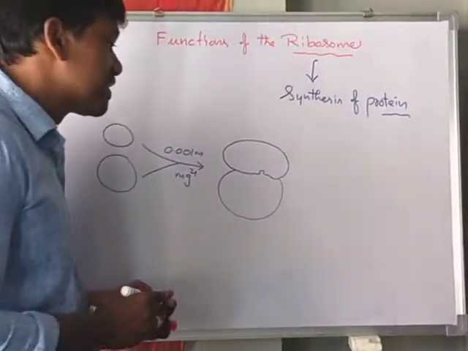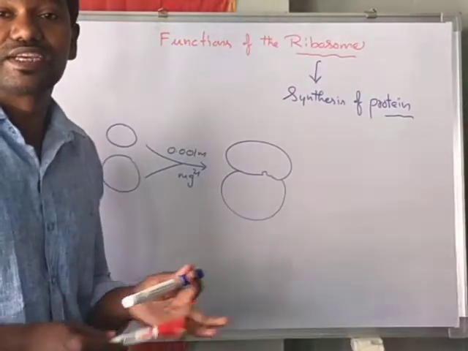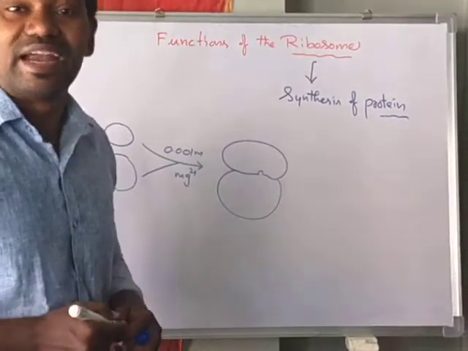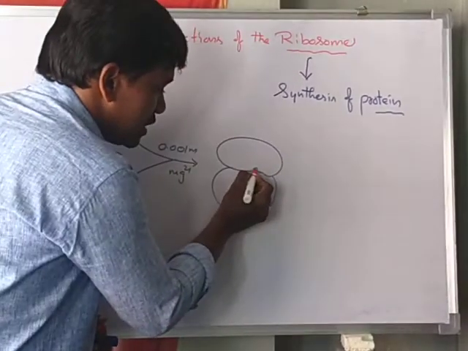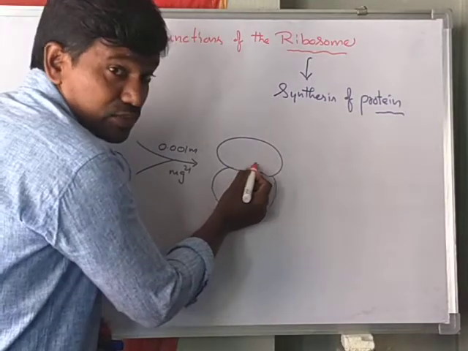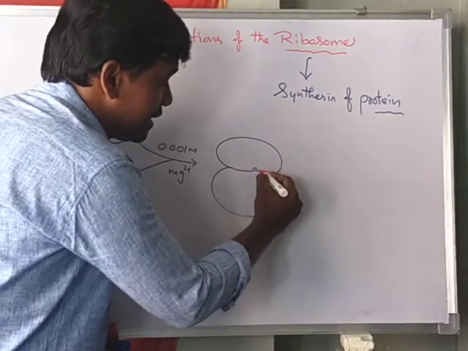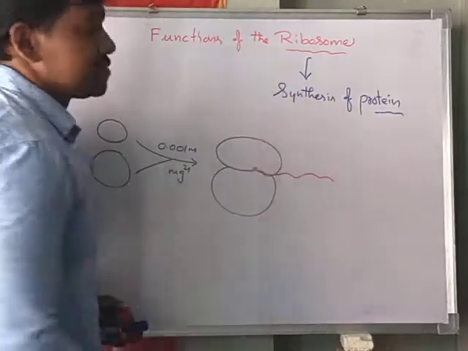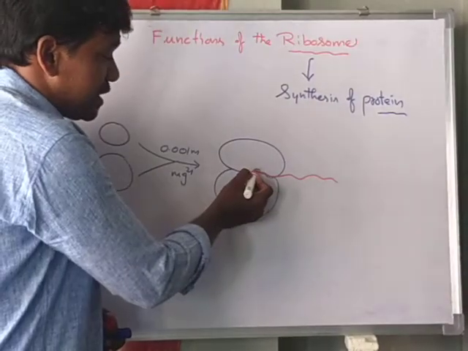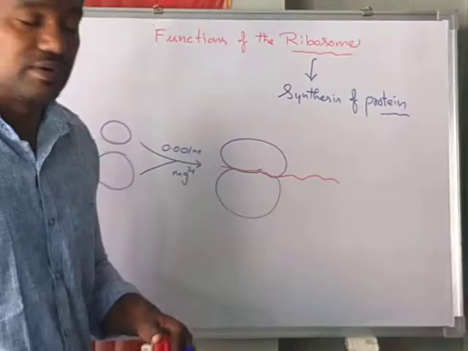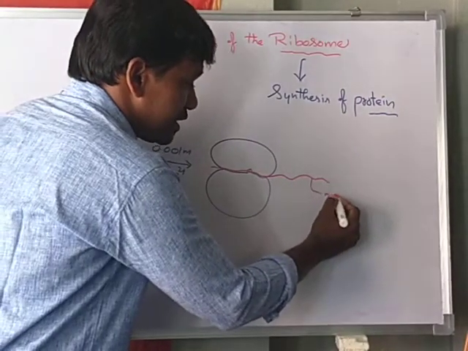The smaller unit has a specific mRNA binding site. This is the specific mRNA binding site, and this one is the mRNA.